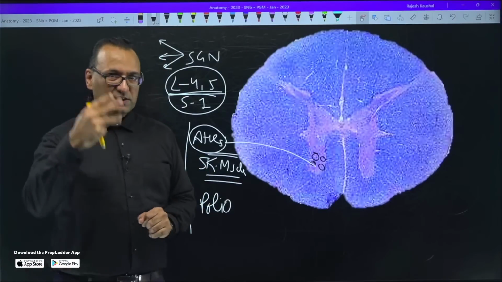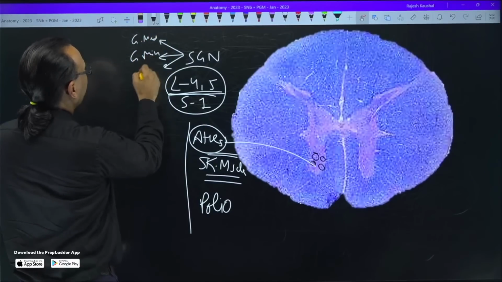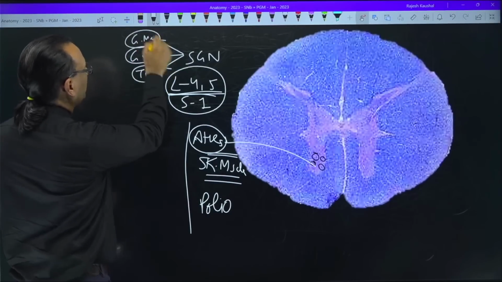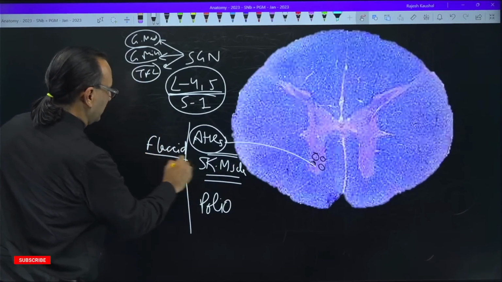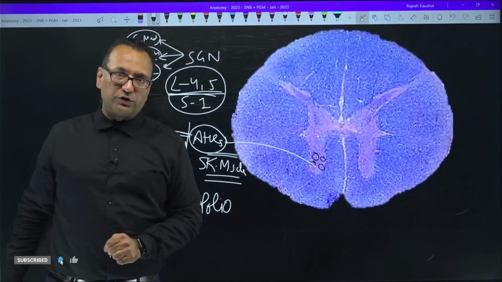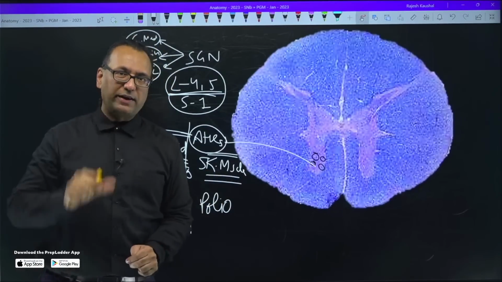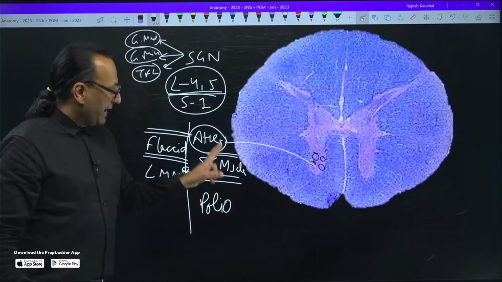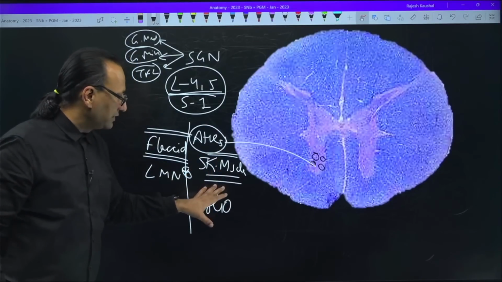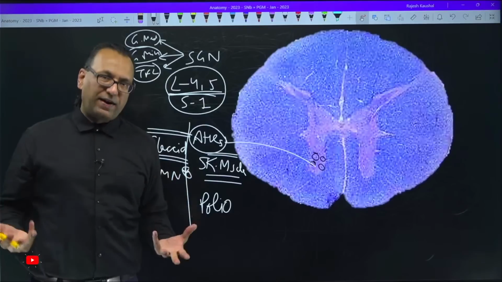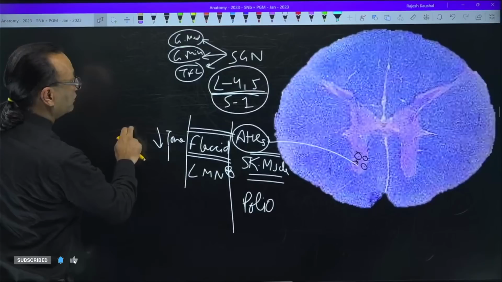So tell me, what are the three muscles supplied by superior gluteal nerve? You already know: gluteus medius, gluteus minimus, and tensor fasciae latae. So flaccid paralysis. Why would it be flaccid paralysis? Because these are lower motor neurons. They control the skeletal muscle, give acetylcholine to skeletal muscle, then skeletal muscle will work. If anterior horn cells are not working, then they will not give acetylcholine to skeletal muscle. So skeletal muscle will become flaccid, hypotonia. The tone will go down.